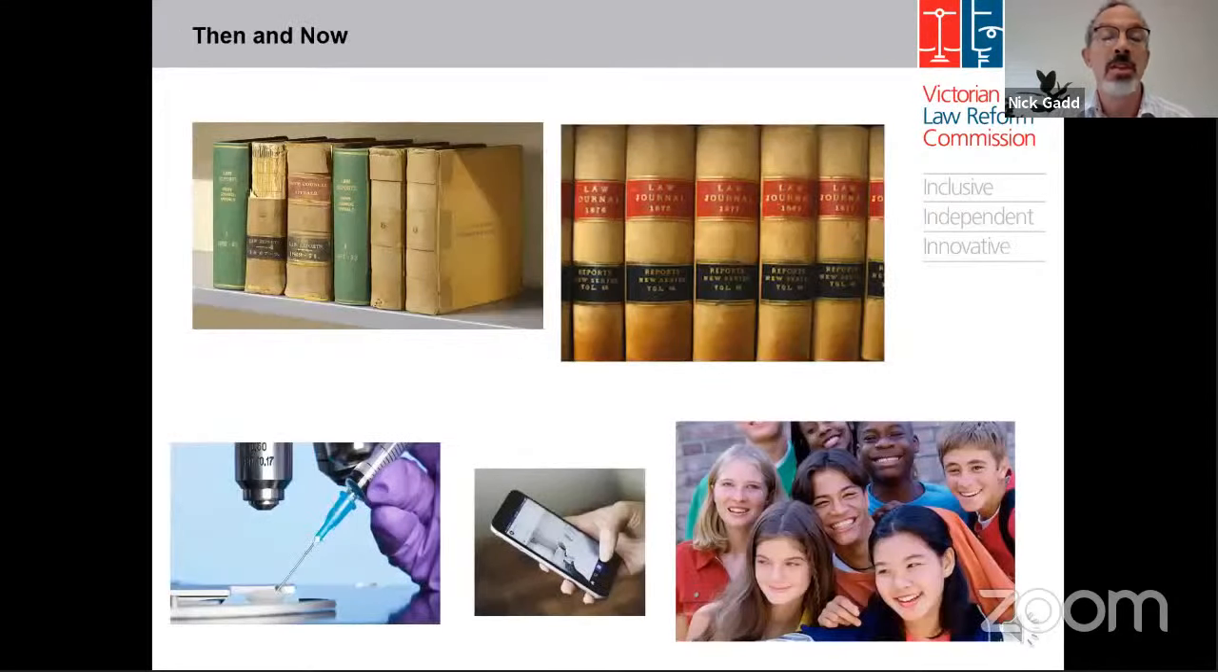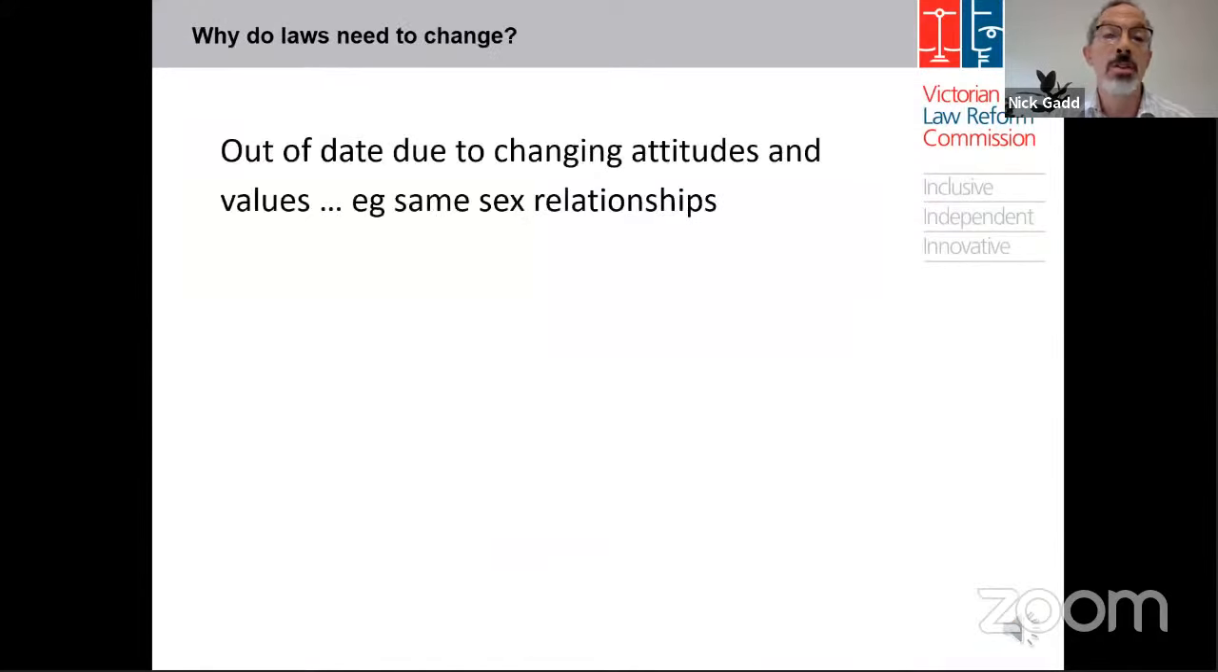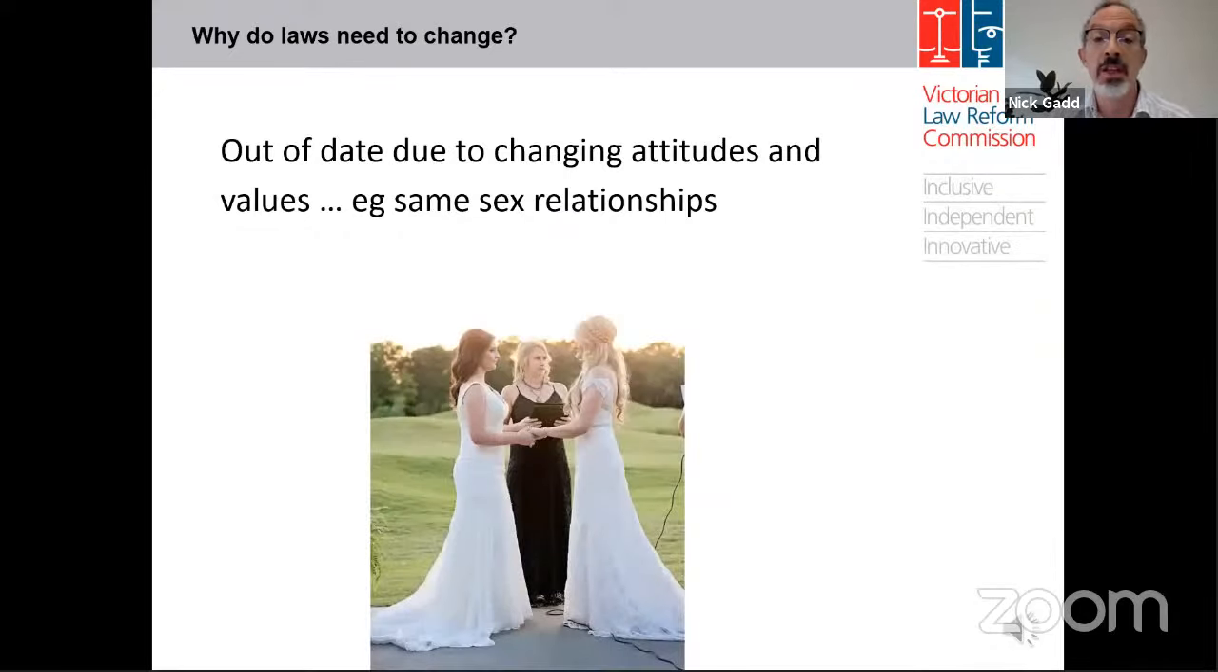Now, let's think about some of the reasons why laws may need to change. Laws may become out of date, and that may be because of society's values changing, people's attitudes changing. An example of that is same-sex relationships, of course. Now, this was not something the VLRC was involved in because this was a Commonwealth law, the Marriage Act, not a state law, but I'm just giving it to you as an example of how values change. And Victoria certainly has introduced legislation relating to same-sex relationships.